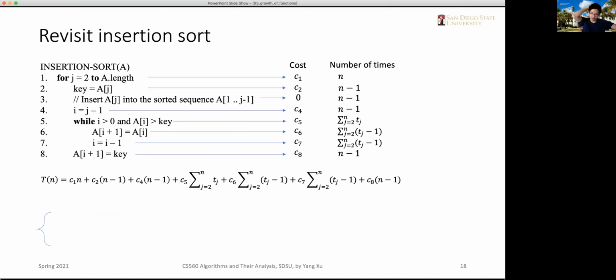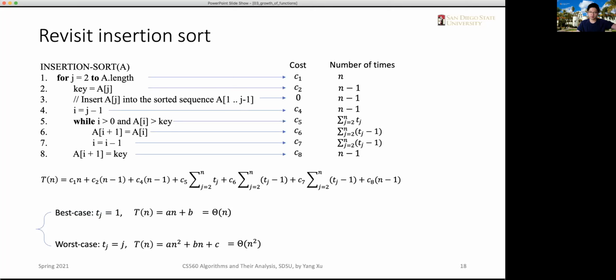So this is what I copied from the previous lecture's slide. If we put this notation, the T of n in this case, in the best case, the Tj is 1 for each j, right? And the T of n is a linear function, and a linear function can be written as a big theta of n. And in the worst case, Tj equals j, and that case will give us a quadratic function, and it will give us a big theta of n squared. So if we put it all together, then we can say the T of n of the insertion sort has the quadratic function as the upper bound, and the linear function as the lower bound.